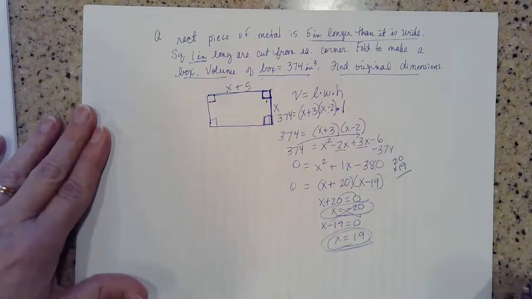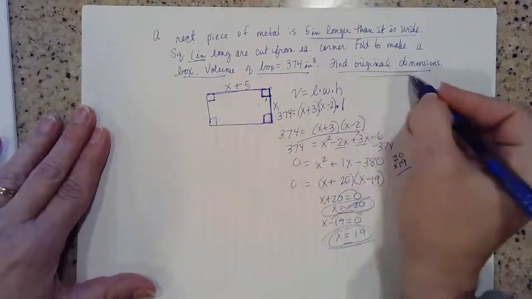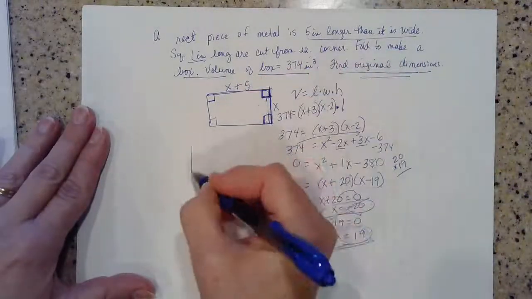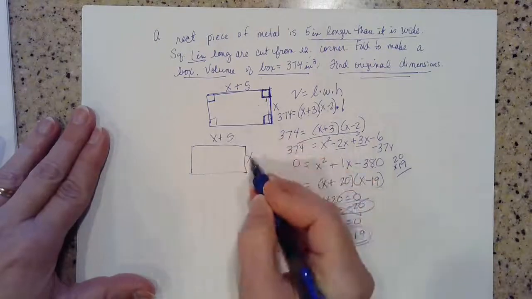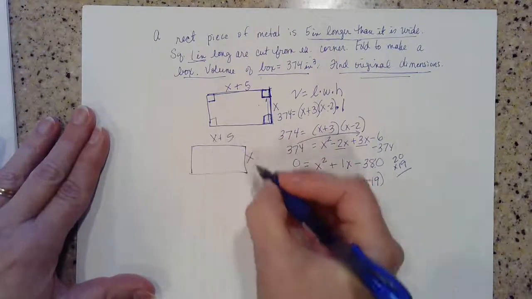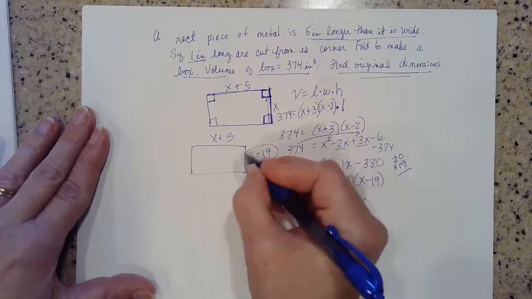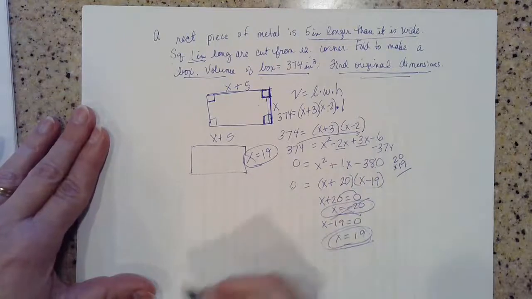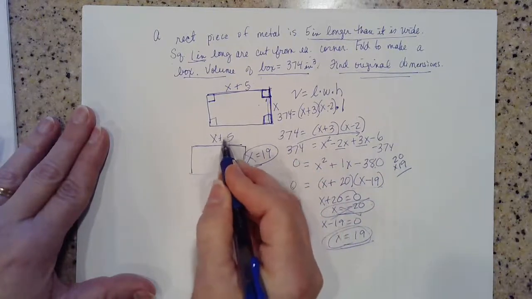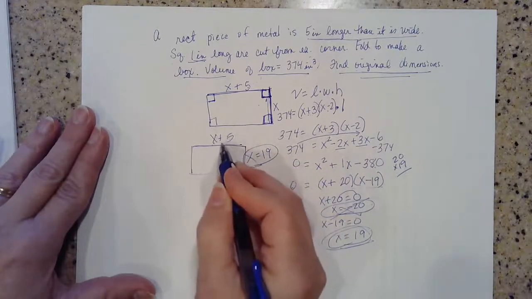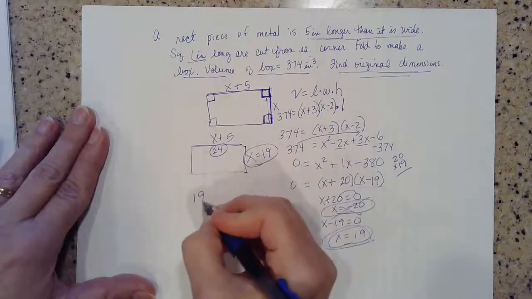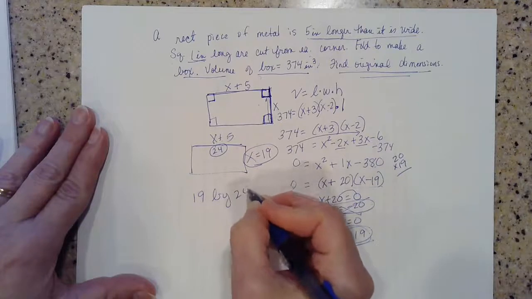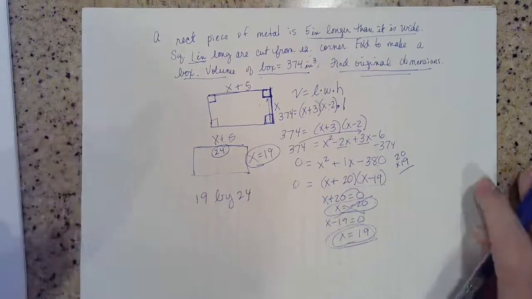The question is to find the original dimensions. The original rectangle is x and x plus 5, before we cut its corners. We know x is 19 from our algebra, so the width is 19, and the length is x plus 5, or 19 plus 5, which is 24. So we would say it's a 19 by 24 original rectangle. All right, hope that helps.